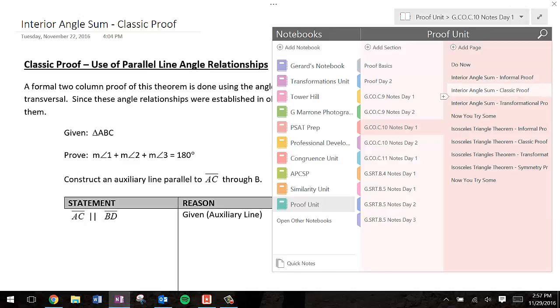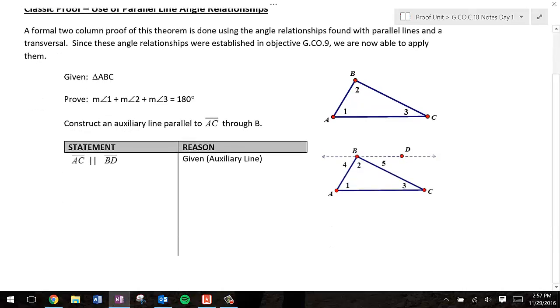I want to do a more formal proof of this. So what we're going to do to be able to prove this is I'm going to put in a line BD parallel to the base of my triangle AC. So the first thing we've got there, our first statement, is that we have AC parallel to BD. Then if we look closely up here, we have that angle 4 plus angle 2 plus angle 5 equals 180 degrees. And our reason for that is we have a straight angle, and straight angles equal 180 degrees.